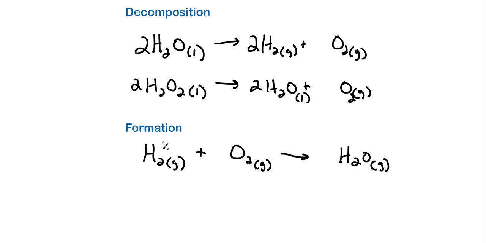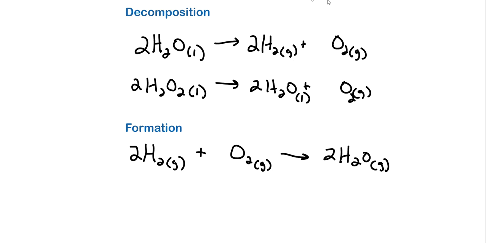So again, balancing it, 2 hydrogens, 2 hydrogens, 2 oxygens, 1 oxygen. So we're going to double our oxygens here, which means 2 oxygens, but 4 hydrogens, 2 hydrogens. We're going to have to double our hydrogens here. Now we're balanced. This is a formation reaction. Again, just the opposite of your decomposition reaction.